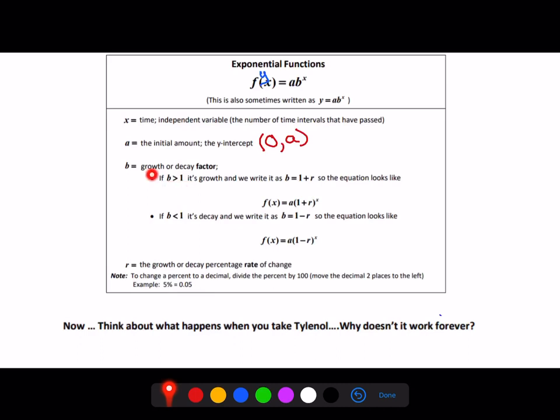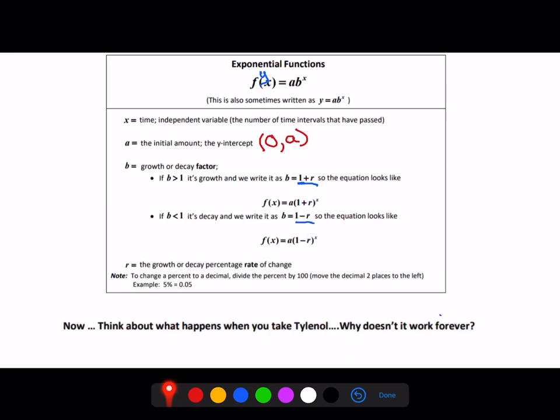Now, to put into perspective what b is, well, b is equal to 1 plus r. Well, what this means is that we're starting at 100% always, because anything times 1 will not change the value. Then, from there, we're either adding, as we see in growth, or subtracting, as we see in decay, our r value from that. And that r value is how much we're growing or decaying by, the percent that we're increasing or decreasing by. That's what r stands for. So that's where this 1 plus r, 1 minus r comes in.